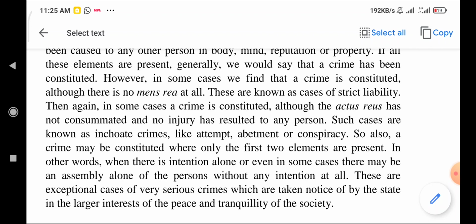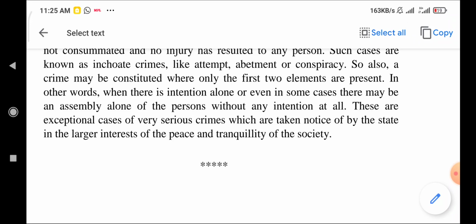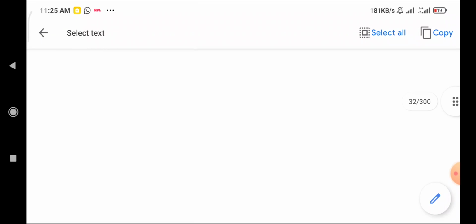So also, a crime may be constituted where only the first two elements are present. In other words, when there is intention alone, or even in some cases there may be an assembly alone of persons without any intention at all. These are exceptional cases of very serious crime, which are taken notice of by the state in the larger interests of peace and tranquility of the society.